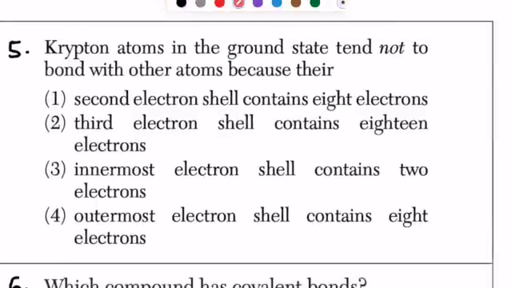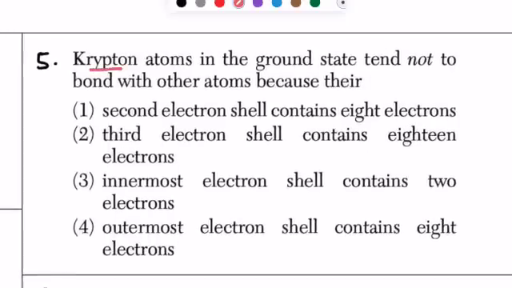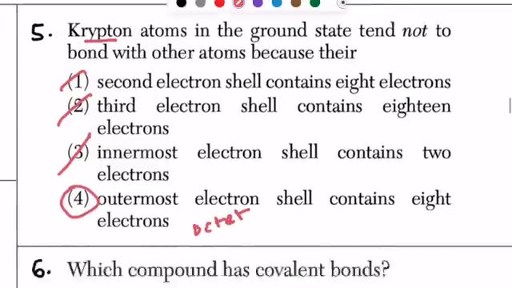Krypton atoms in the ground state tend not to bond with other atoms because krypton is actually a noble gas, so it does have a complete octet. Let's say it says second electron shell contains 8 electrons. The second electron shell, yes, it does contain 8 electrons, but krypton actually has 4 shells, so the second one doesn't really matter. The third electron shell contains 18. Yes, it does, but that does not matter. Innermost electron shell contains 2. Once again, true, but doesn't matter. The only one that matters is the outermost electron shell, and that contains 8 electrons, meaning it has a complete octet, which is why it doesn't want to bond.